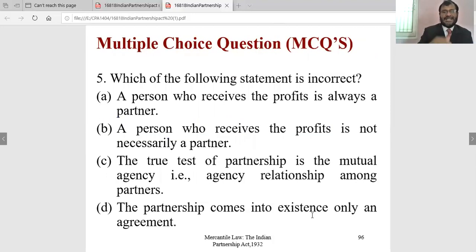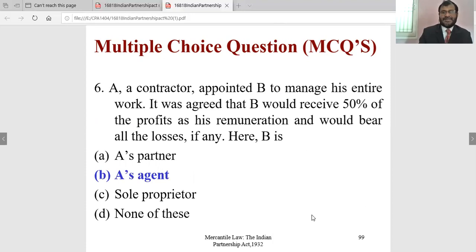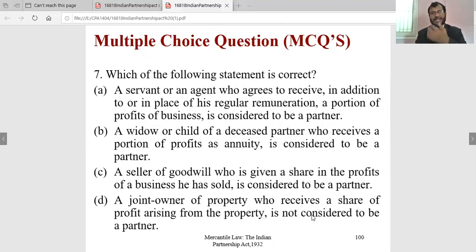Here, which of the following statements is correct? Read it. A, B, C, D is given. Which is right? A is right. So this slide, you may read it and answer it.